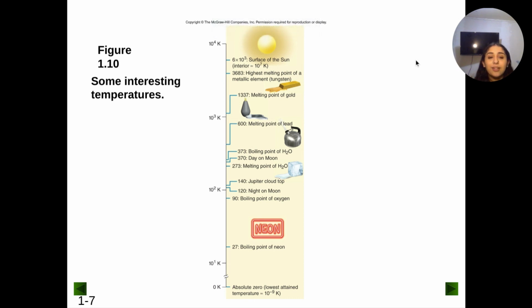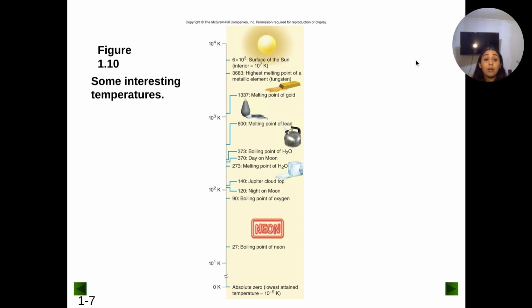Here are some interesting temperatures you may want to keep in mind, just little fun facts. We're going from 10 to the 4th Kelvin to 0 Kelvin, which is absolute 0 in Kelvin, the lowest attained temperature, which is actually 10 to the negative 9th Kelvin. Moving on, 27 Kelvin is the boiling point of neon. 90 is the boiling point of oxygen. 120 Kelvin is what night feels like on the moon. 140 is the Jupiter cloud tops.